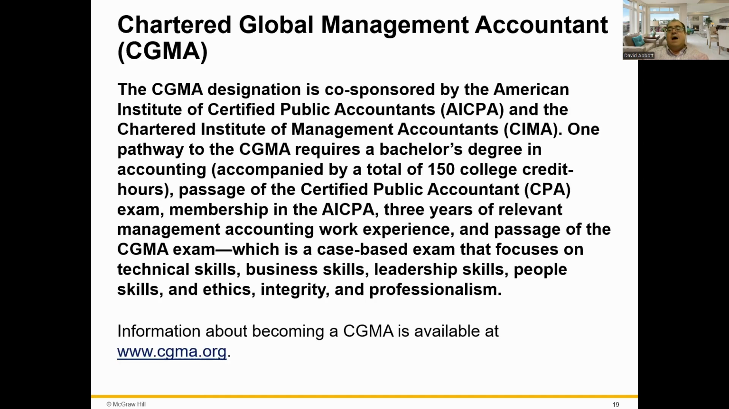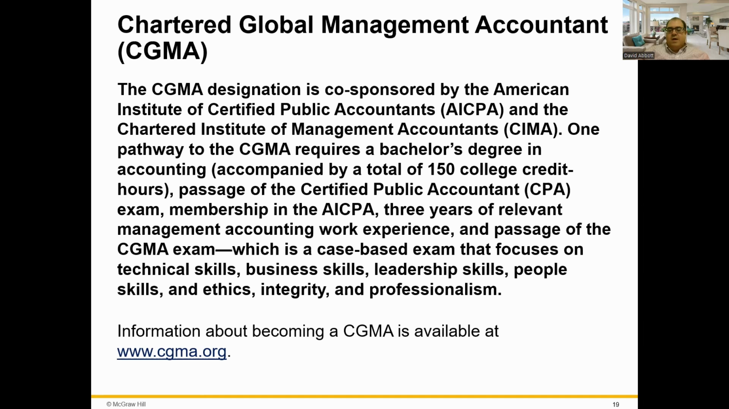Another certification that you might look to, again, if you really are into this and it's sparking an interest in you, is called the Chartered Global Management Accountant, or CGMA. It is another globally respected credential that will also increase your credibility, upward mobility, and compensation. And this slide gives you a little bit more information about it.